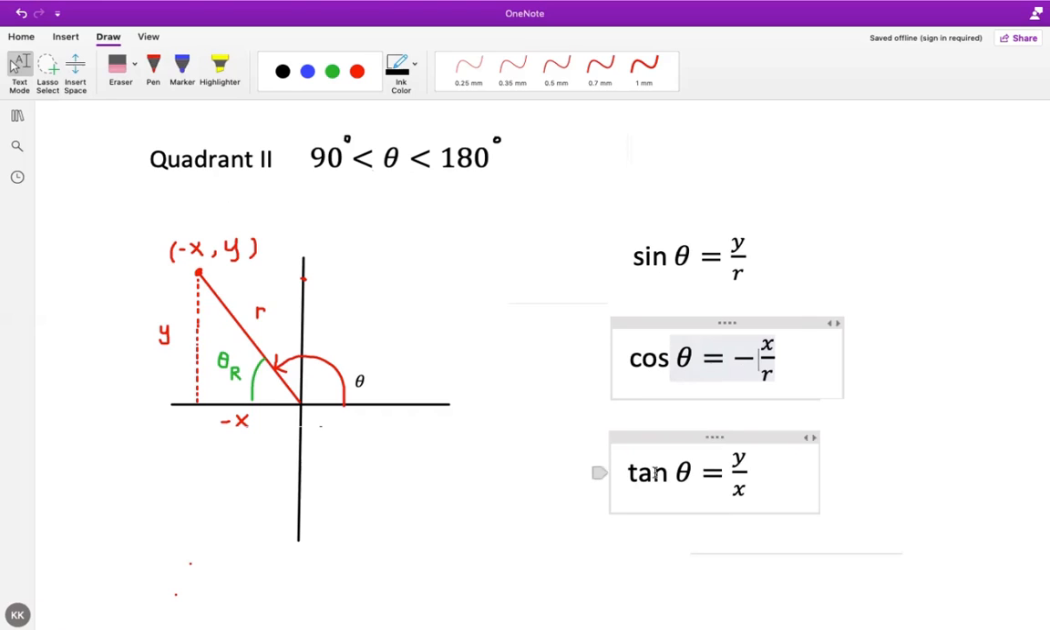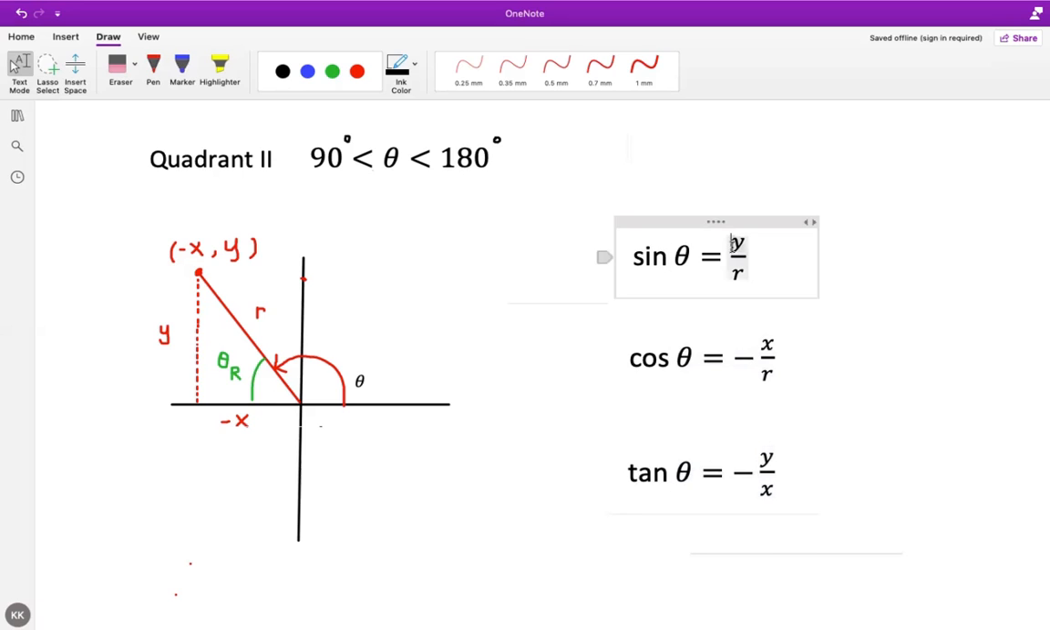So what about tangent theta? Tangent theta by definition is y over x. We have positive y and negative x, right? So that's why this ratio is also a negative ratio, because we have negative x in the bottom and positive y in the top. So this is the reason why you got the negative ratio for cosine theta and tangent theta, but not for sine theta, because both y and r are positive in quadrant 2.